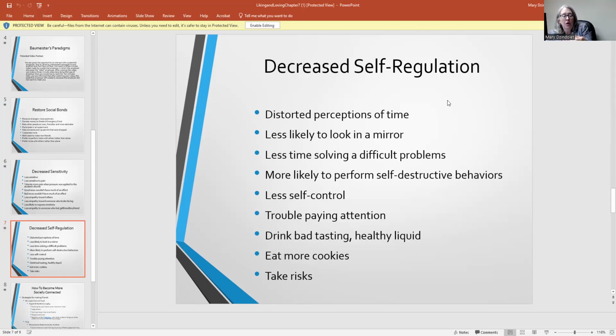If we give you a drink and we tell you, even though this doesn't taste very good, if you finish the whole thing, it's going to have all these health benefits, you'll drink much less of it. I've already talked about eating more cookies. You also take more risks.